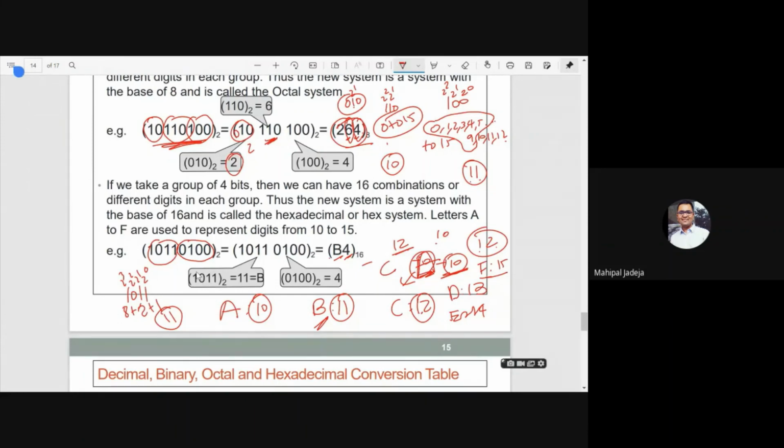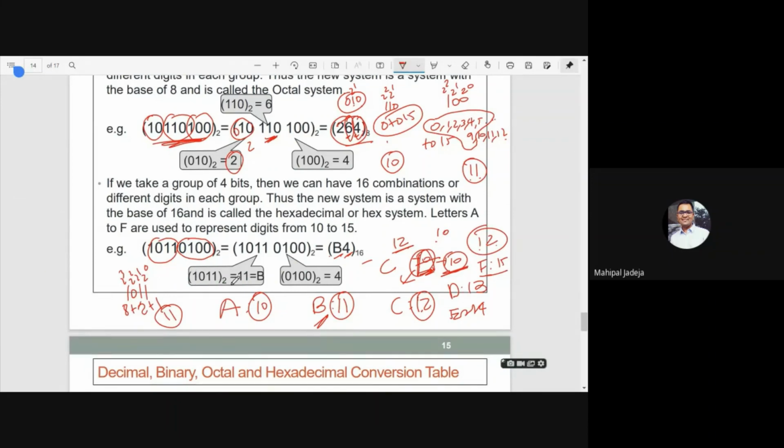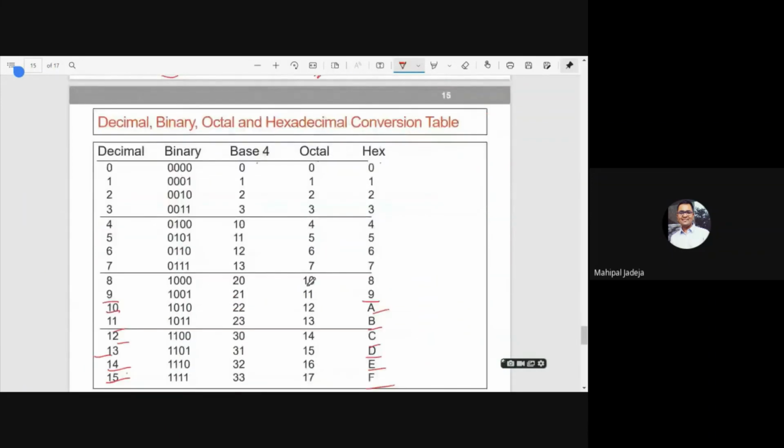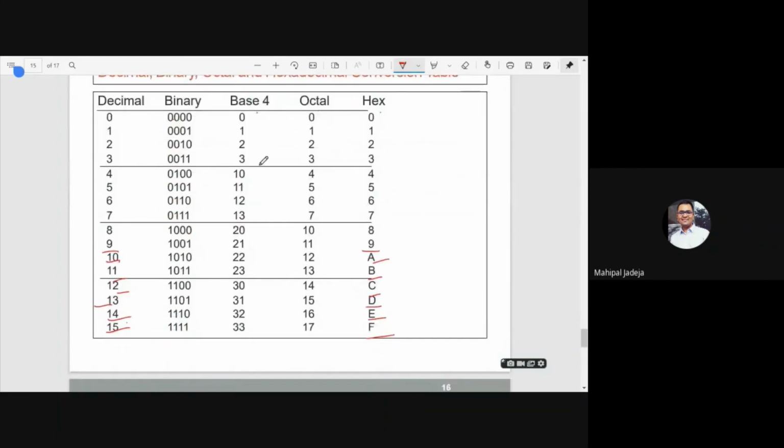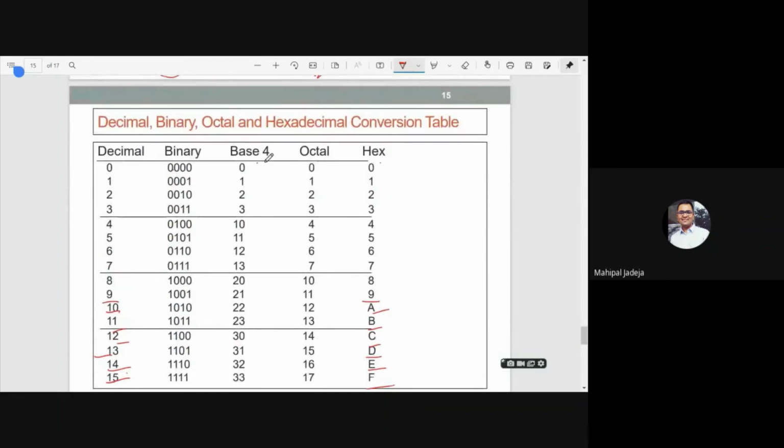The moment I see these letters, I must understand that I am talking about the hexadecimal system only, right? So you can see this is nothing but hexadecimal representation. This is octal representation. This is base 4 representation. And finally, we have nothing but binary representation, right?